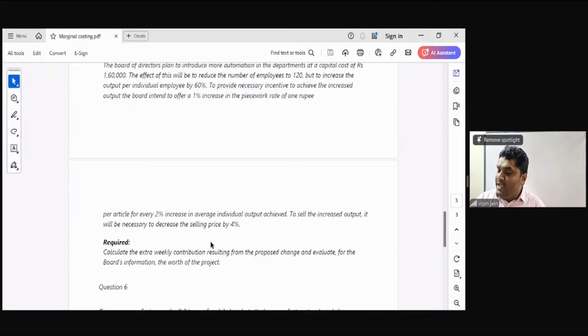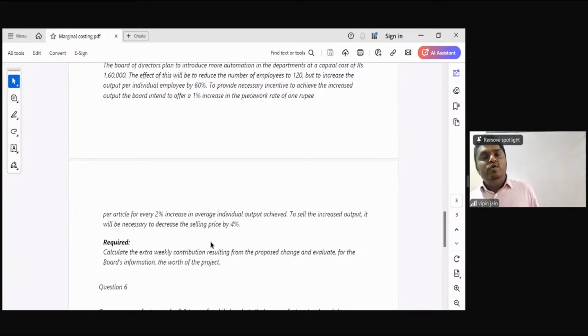To sell the increased output, it will be necessary to decrease the selling price by 4%. You are required to calculate the extra weekly contribution resulting from the proposed change and evaluate for the board information the worth of this project.